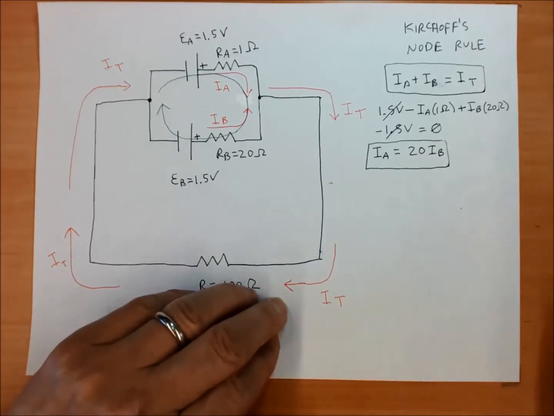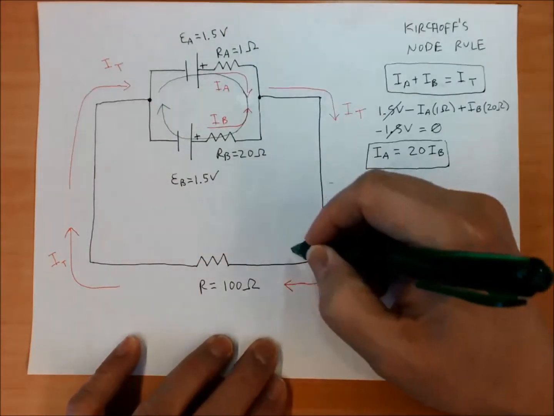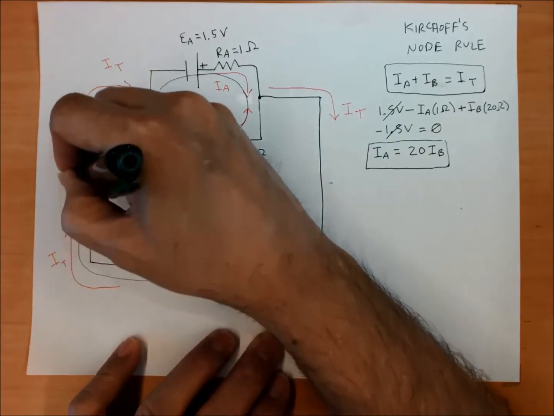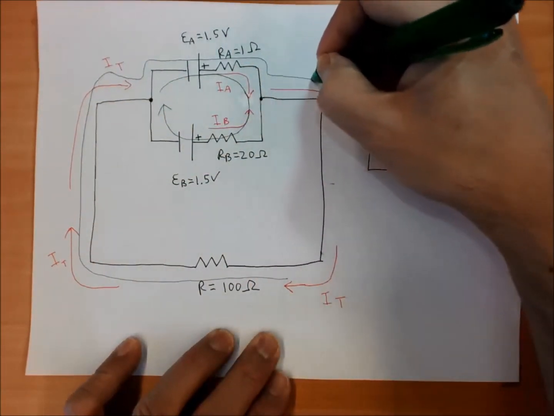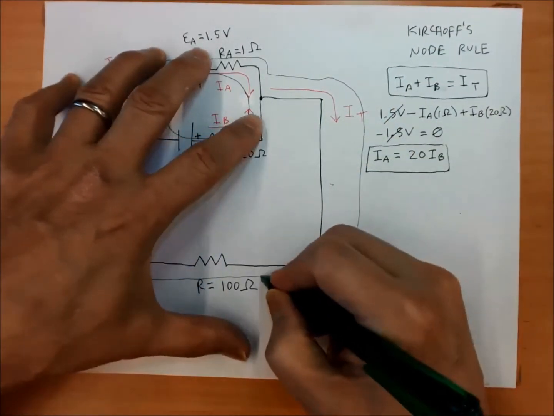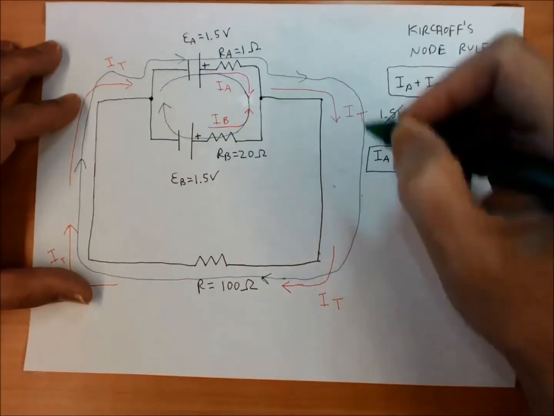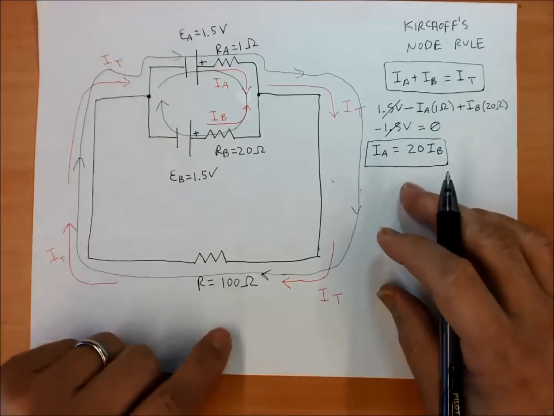Okay, the next loop I want to do is this outer loop here going through the top resistor. So it looks something like this. Coming around, going through the top resistor, and then coming back around like so, kind of in this direction. And let's go ahead and do the loop rule for this one.